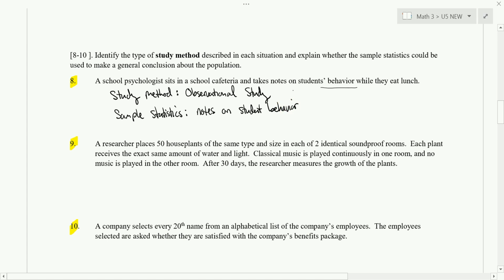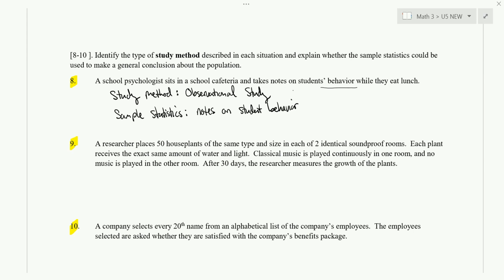And then we're asked, can those notes on student behavior be generalized to the population? So it's not specific to what is the population here. It could be the whole school. It may be generalizing to everybody in the United States or in the world. So it's not specific in that sense. But let's say the school's our population. Could this psychologist generalize their findings to the whole school?